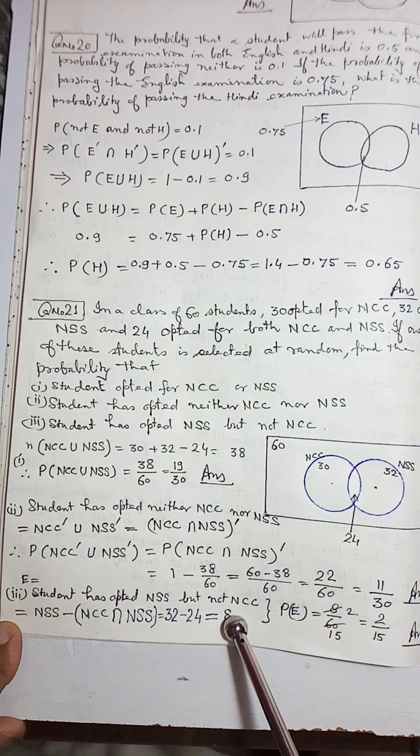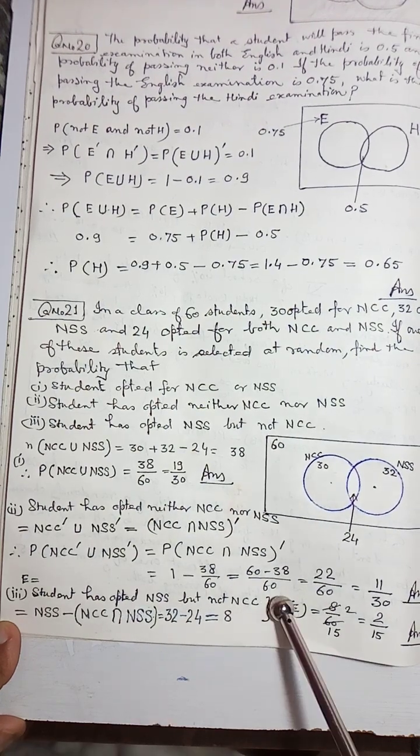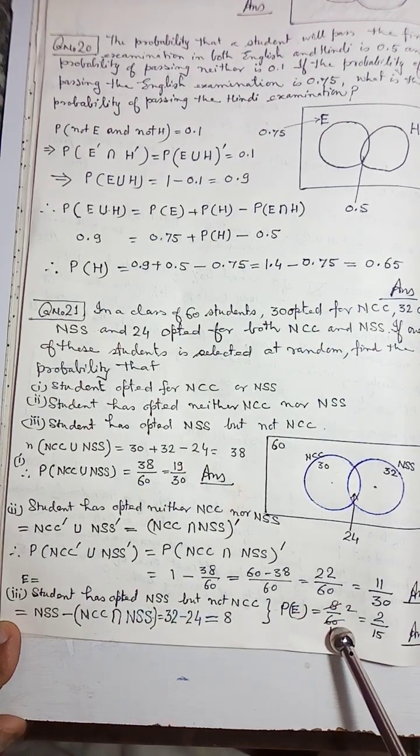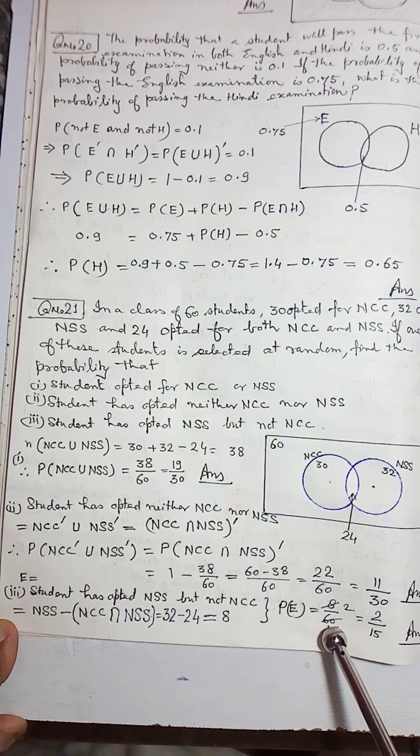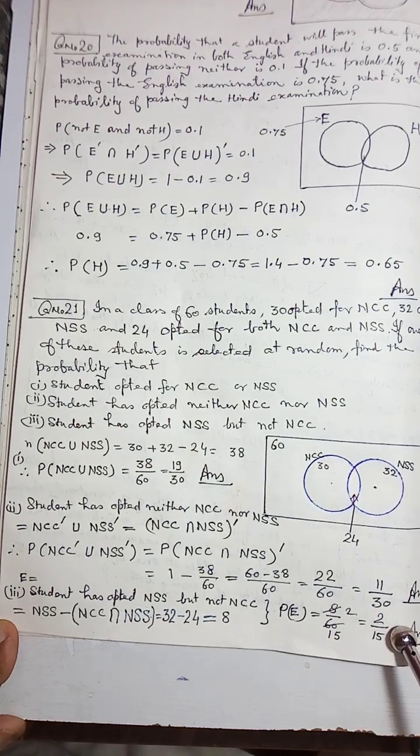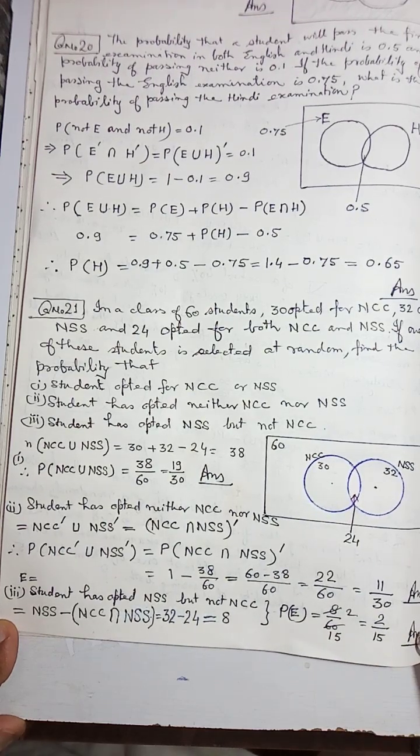So that will be equal to 8. So probability of this event will be equal to 8 divided by 60, and it will be equal to 2 by 15, and this will be the required answer.